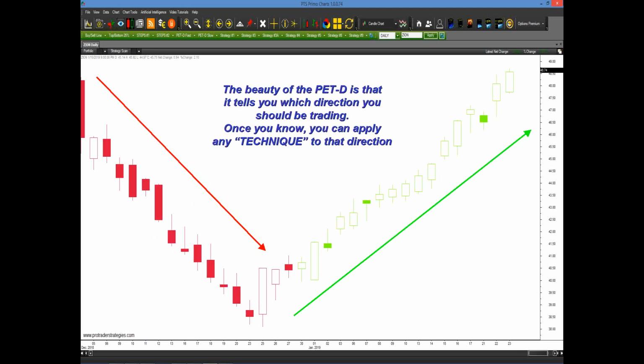Now that we add the Pet Dee, we see that the colors are red for a short-term downtrend and green for a short-term uptrend. And you see, we knew well in advance, when we had a confluence of red bars right here, that we wanted to go lower. And even though it doesn't pick the top or the bottom, we knew well in advance by a confluence of green bars that we wanted to go higher. So you see, the beauty of the Pet Dee, as it says here, is that it tells you which direction you should be trading. And once you know that direction, you can apply any technique to that direction.